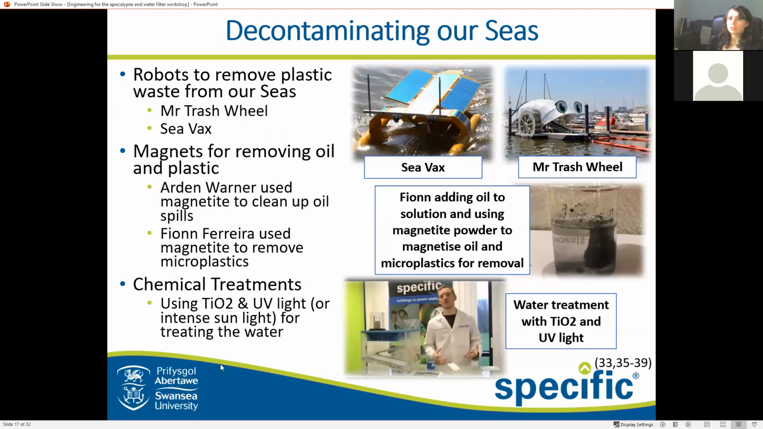So we'll start with how we can decontaminate our seas. So we have a variety of examples here. I'll start with some of the robots which were designed to remove existing litter in our seas. One of my particular favorites, maybe due to its rather adorable eyes, is Mr. Trash Wheel, who works by using a rather simple system.